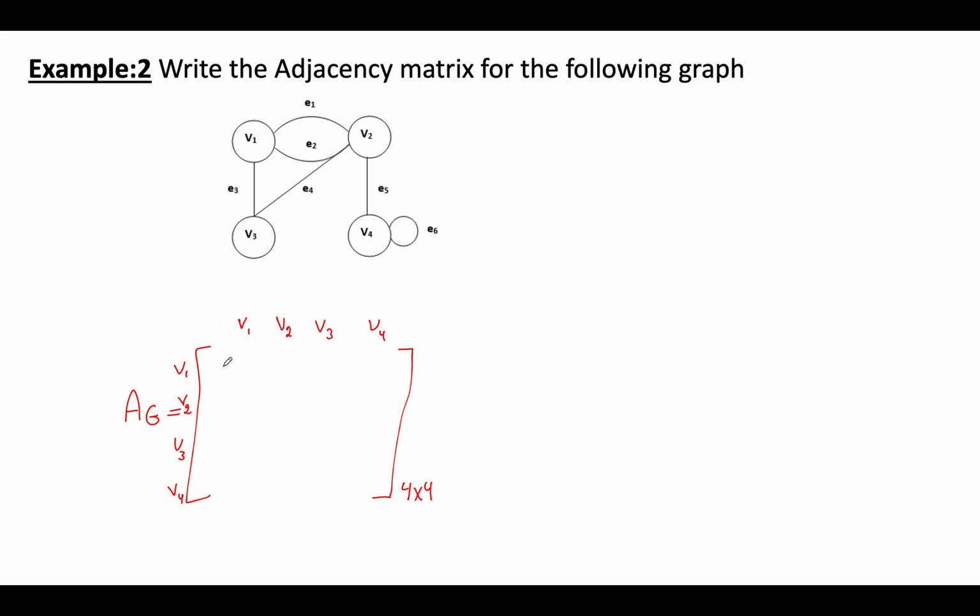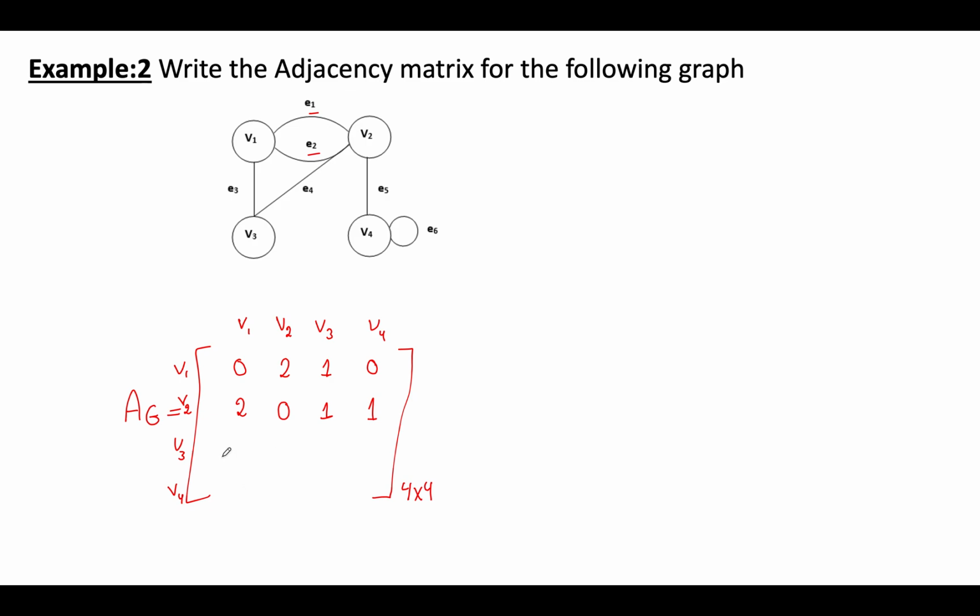As we mentioned before, each entry shows the number of edges between a vertex and another vertex. If we start here, between V1 and V1, do we have any edge? No, we don't, so here we have 0. V1 to V2, there are 1 and 2, so from V1 to V2 we have 2 edges. V1 to V3, we have 1 edge, and V1 to V4, 0. We do this again for the rest of the vertices. V2 to V1 is 2, V2 to V2 is 0, V2 to V3 we have 1 edge, and V2 to V4 we also have 1 edge.